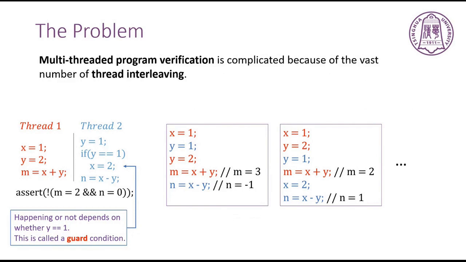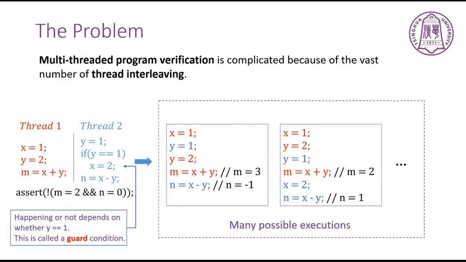Consider this example with two child threads. Both threads are short, but it's hard to enumerate all possible executions. Note that some statements do not necessarily happen, depending on branch conditions. We call them guard conditions. Here we only list two possible executions where the assertion holds, but there are many more. This is why concurrent program verification is difficult.